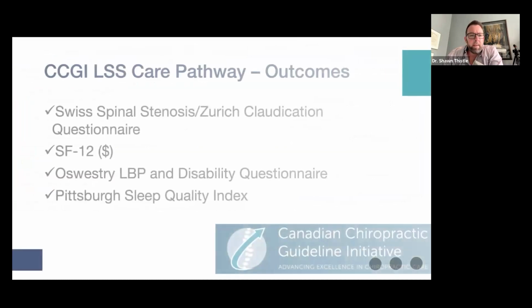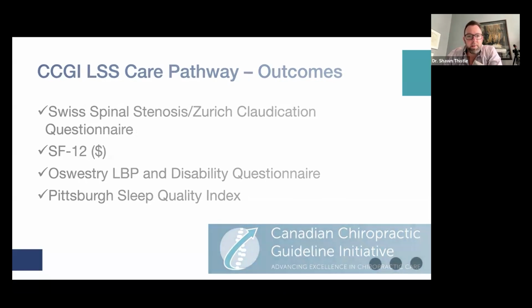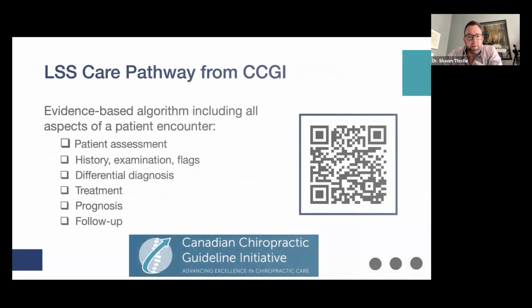If you want to use different outcomes, they recommend in Carol's care pathway the Swiss Spinal Stenosis or Zurich Claudication Questionnaire, the Short Form 12, which is still paid. You need to pay to access that, as far as I know. The Oswestry Low Back Pain Disability Questionnaire, ODI. And if you want to assess sleep, there's an outcome measure called the Pittsburgh Sleep Quality Index, which actually has some good parametric research behind it, and it's recommended for use in lumbar spinal stenosis as an ongoing outcome measure.